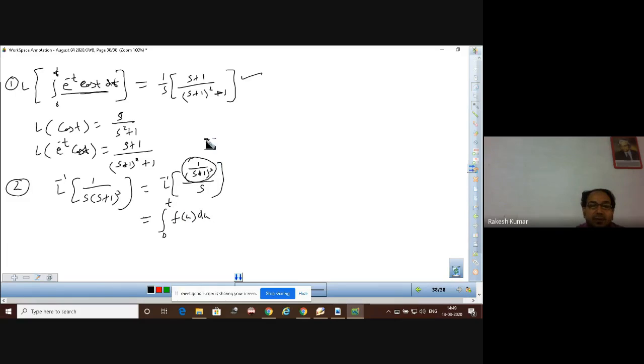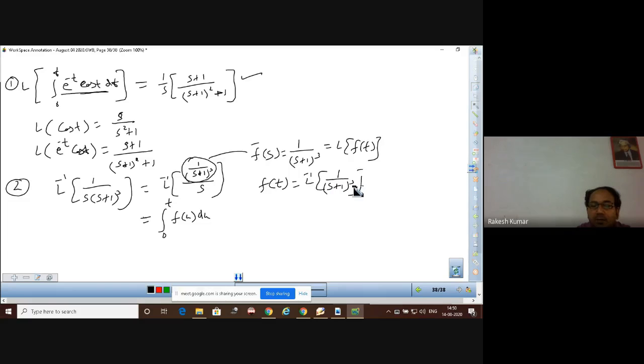It means we need to find out what this is. This is f bar s. F bar s is equal to 1 over (s plus 1) whole cube. And f bar s is what? That is the Laplace of f of t. Then that is f bar s. And from f bar s, if we want to find out f of t, then that should be equal to L inverse of 1 over (s plus 1) cube. So we need to find out the Laplace inverse of this function.